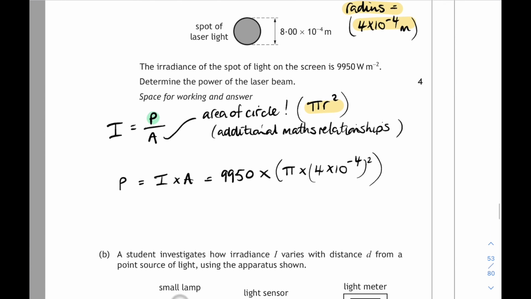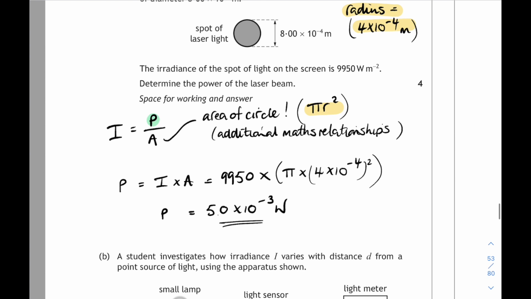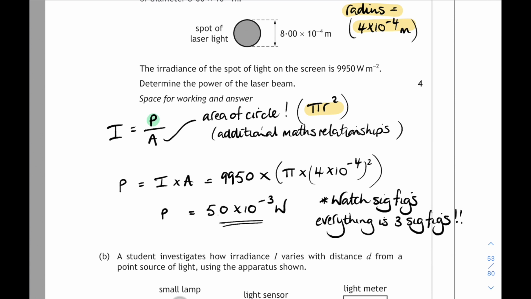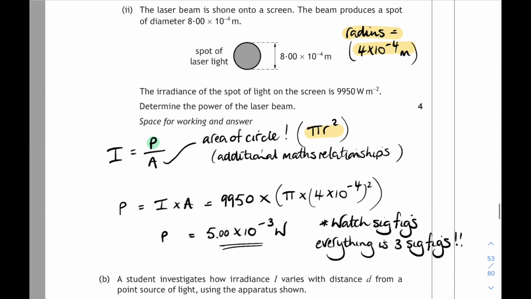And then doing that on your calculator, we get a power of 5 times 10 to the minus 3 watts. 5 milliwatts. Nice question. Nice and realistic numbers there. Okay, what's your significant figures here? All the numbers in the question are 3 significant figures. So I'd be tempted to give my answer to 3 significant figures, 5.00. Don't forget, you'll not be penalised though if you go to 2 too many or 1 too few.